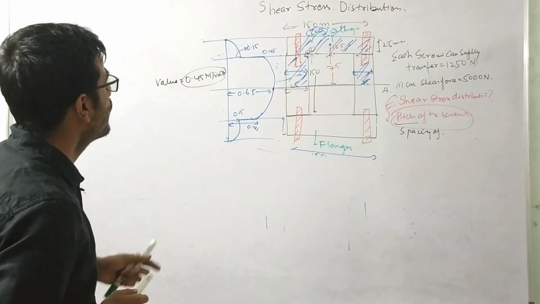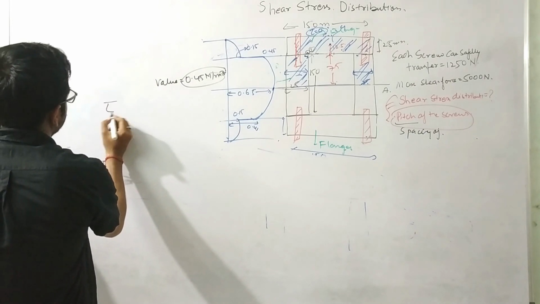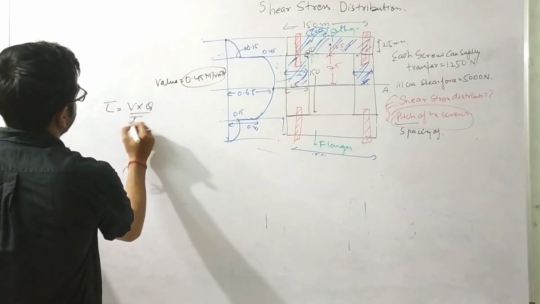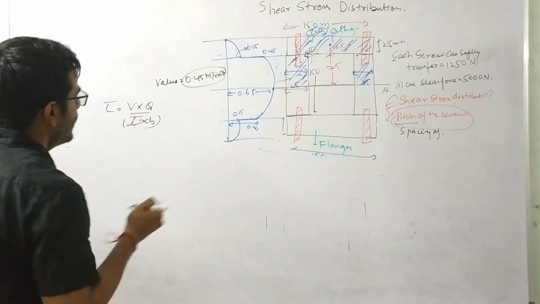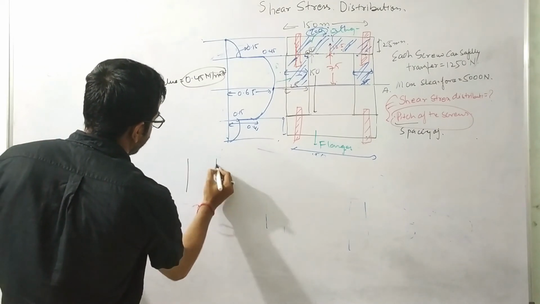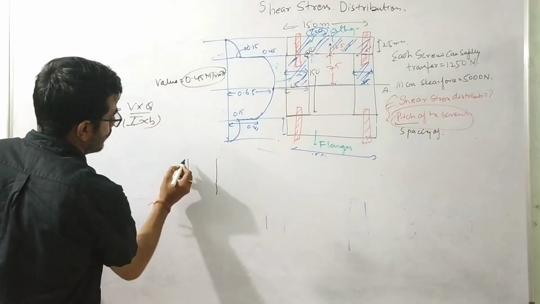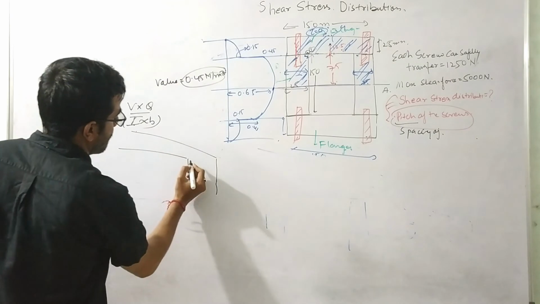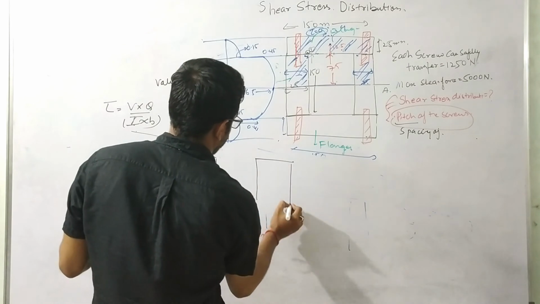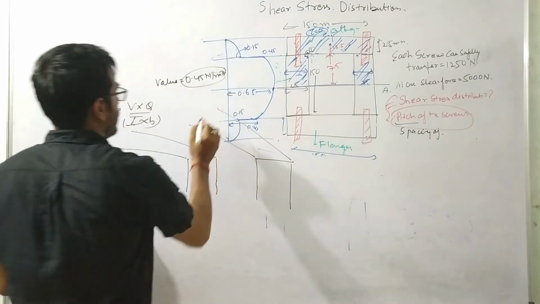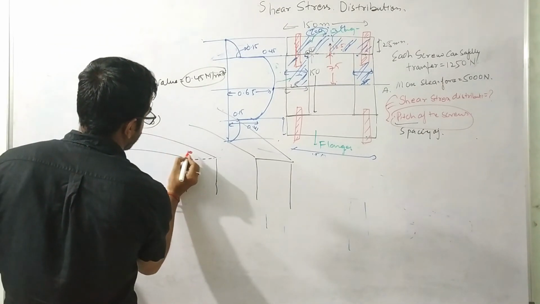Now this is our formula: tau equals V into Q over I into B. If you look directly into this figure, I am drawing this. I am cutting at this plane, so it will look like this. Our screws are installed in these places.